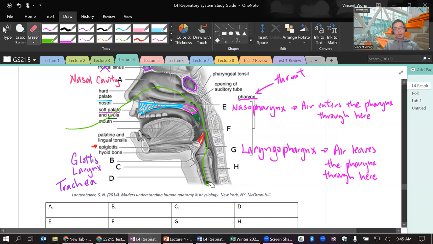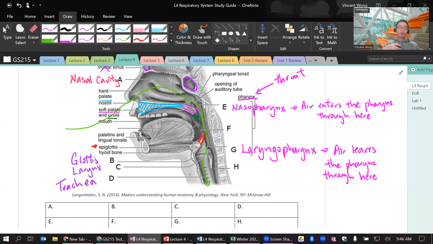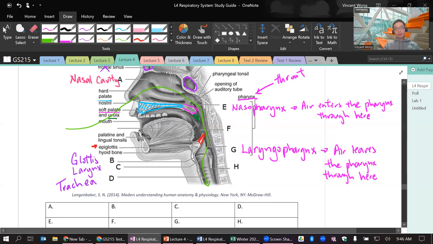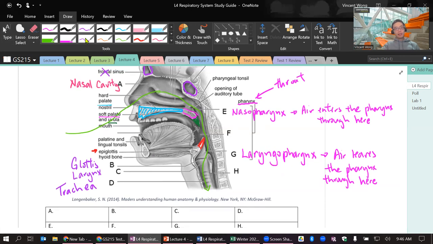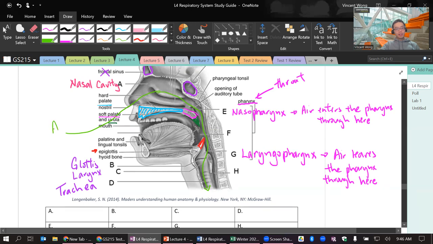Okay, that's the airway. So that's the path that air takes. It'll go through all these things as it goes down. This is just an overview, right? I'm going to explain in more detail when we go to the PowerPoint slides, okay? So this is just to show you where things are. In case this is not clear, I'm gonna put the word air.